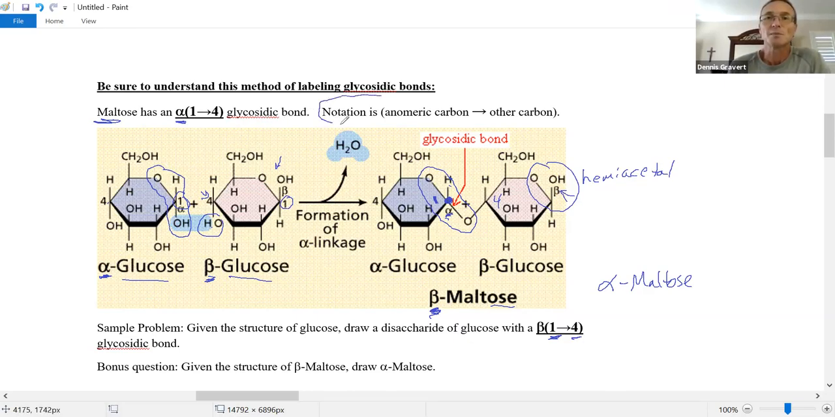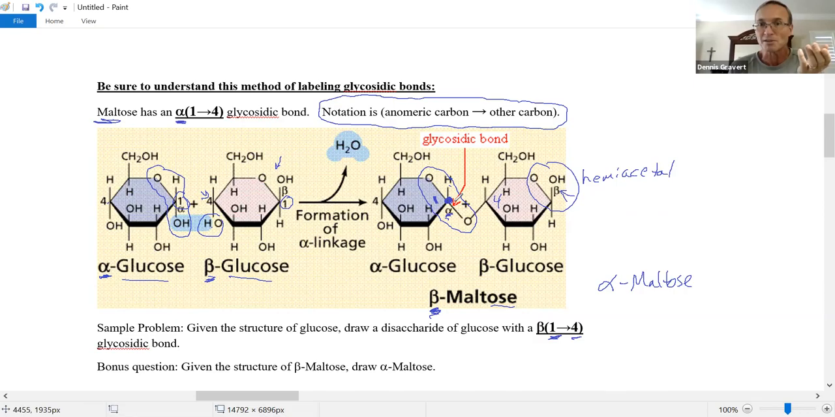Okay, so I need you to be familiar with this notation. I need you to be able to construct it, right? So if you see a structure, might be this one, and you'll say, okay, identify the notation for the glycosidic bond. You'd say, yeah, where's the acetal? Oh, that's right. Acetal is a glycosidic bond. The glycosidic bond's pointing down, that's the alpha form. So that gives me the alpha.